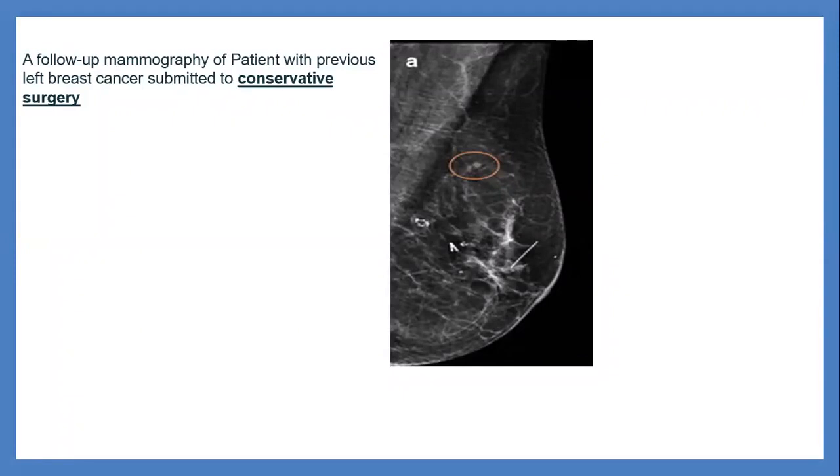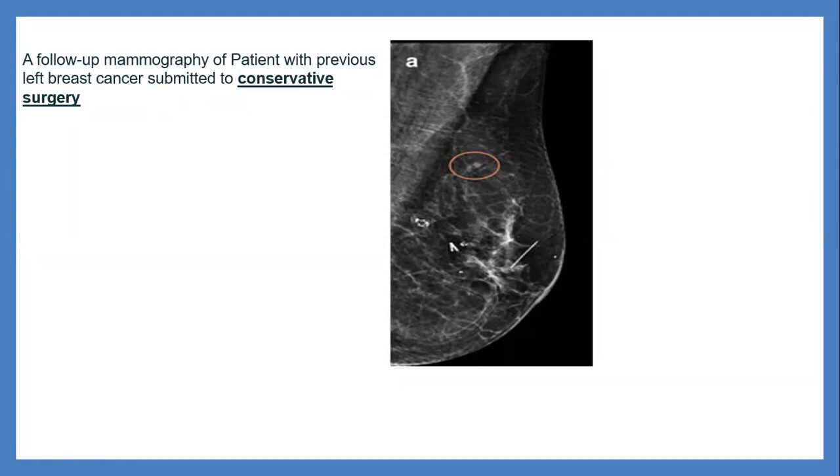This is a mediolateral oblique view of the left breast, showing multiple sutures and stitches, denoting the history of conservative surgery, at the upper part of the breast posteriorly.